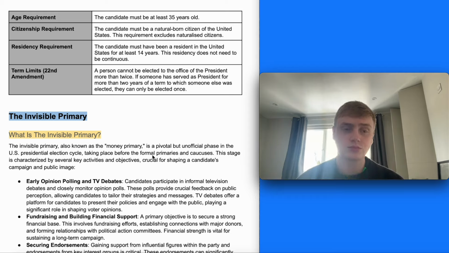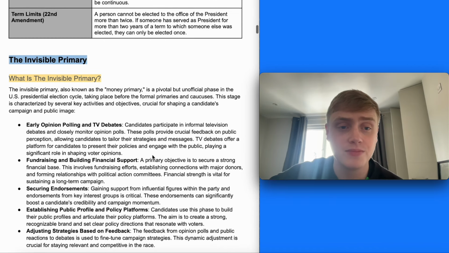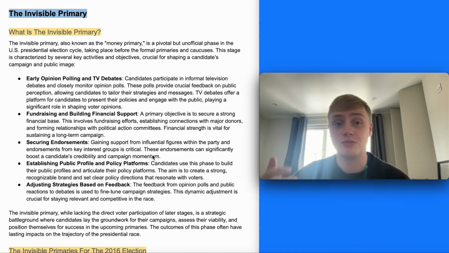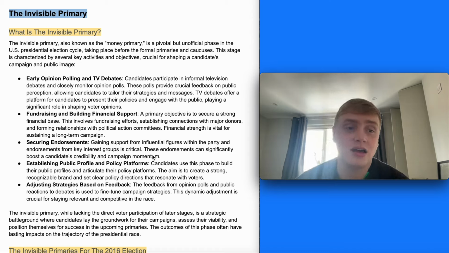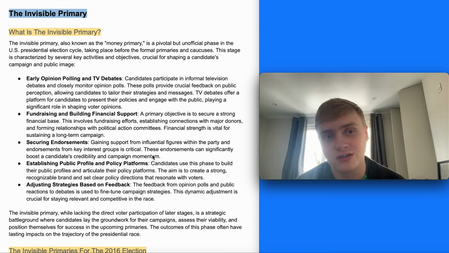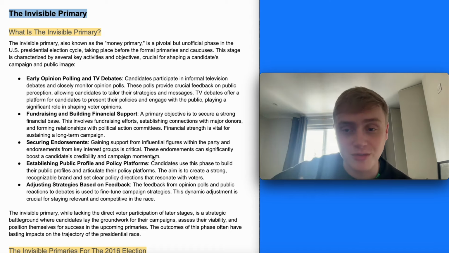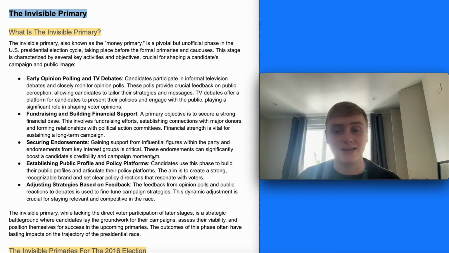the president. In terms of the invisible primary, so the invisible primary is sometimes also known as a money primary, as it's a pivotal but unofficial phase in the US presidential election cycle. So it's kind of unofficial because it comes before the official primary. This is characterized by several key activities and objectives crucial for shaping a candidate's campaign and public image. And crucially, when we're talking about invisible primaries and primaries, these come before the general election campaign. And this is effectively in relation to, for both the Democrats and the Republicans, you have primary elections to decide who's going to be the selected candidate.